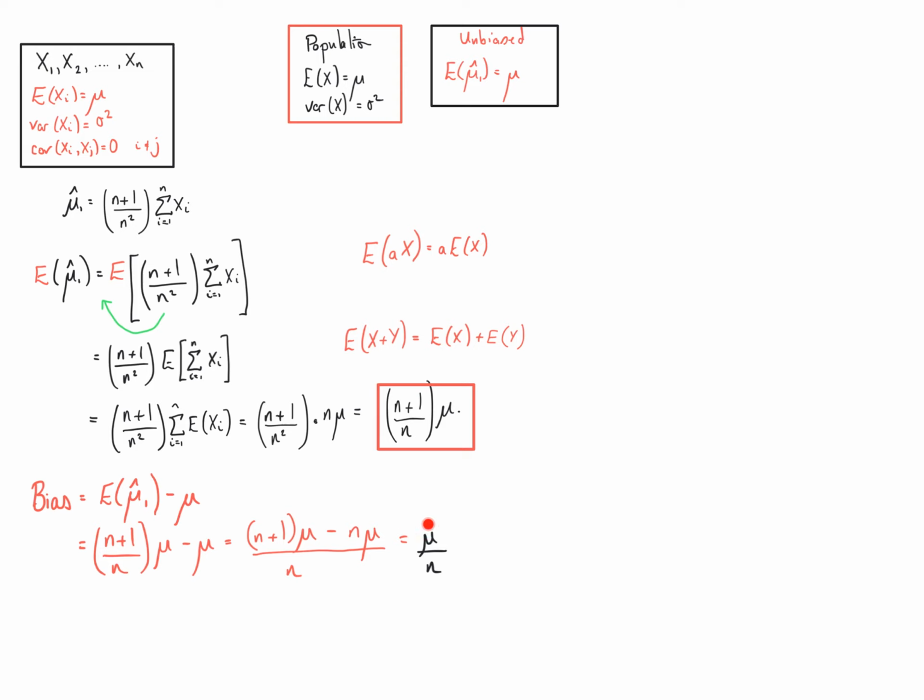So we've got a bias equal to mu over n because the expected value of our estimator is not equal to the true population parameter that's being estimated. On average, this estimator gives the wrong answer, and this mu over n gives you the average of that error. On average, the estimator is mu over n above the true population parameter being estimated.